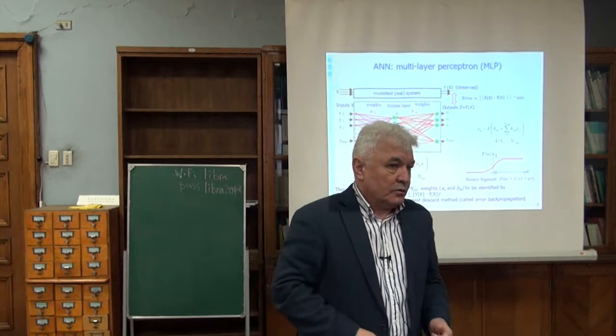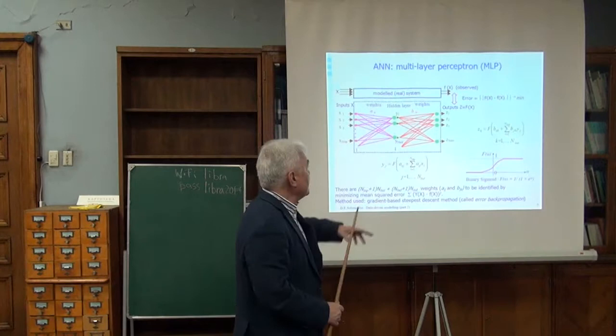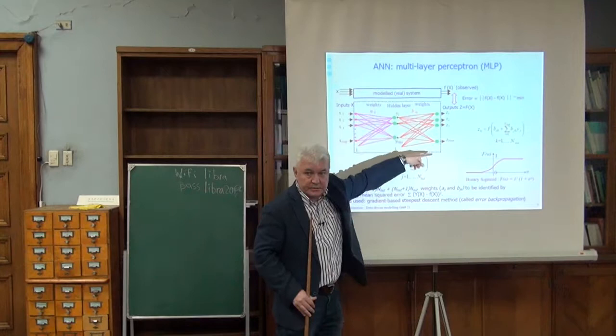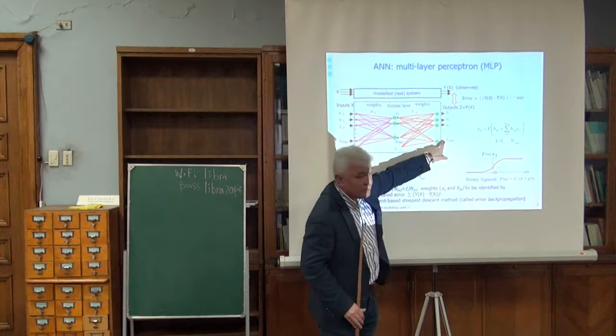Anyway, if you have a nonlinear model, the number of parameters here is the number of colored lines. Okay? So it's n inputs by n hidden by n outputs. So the total is very high, actually.